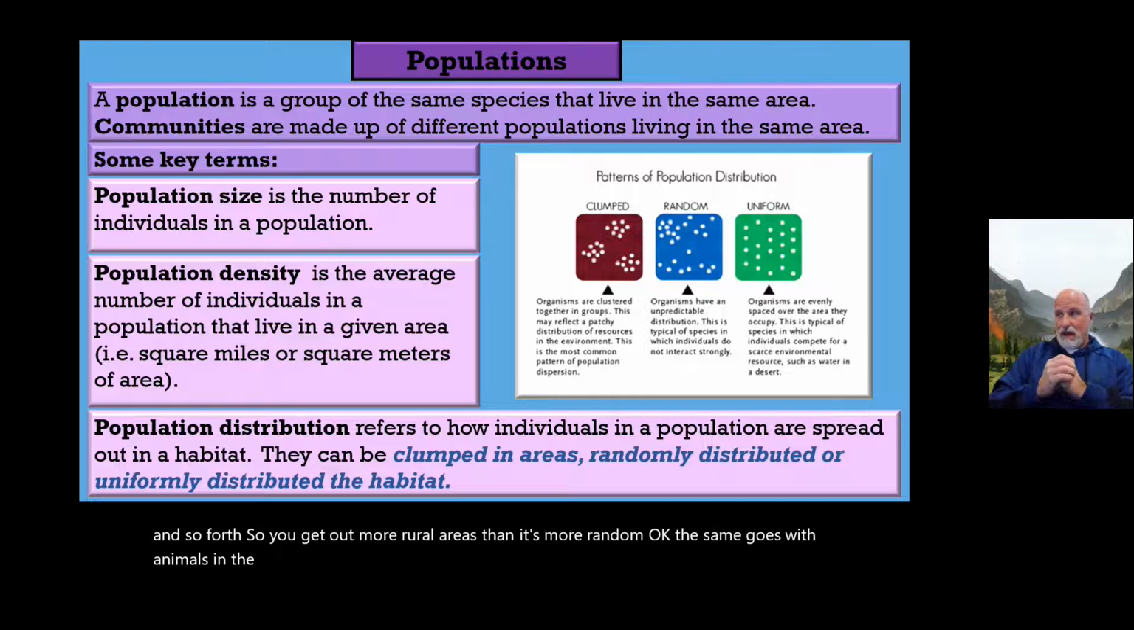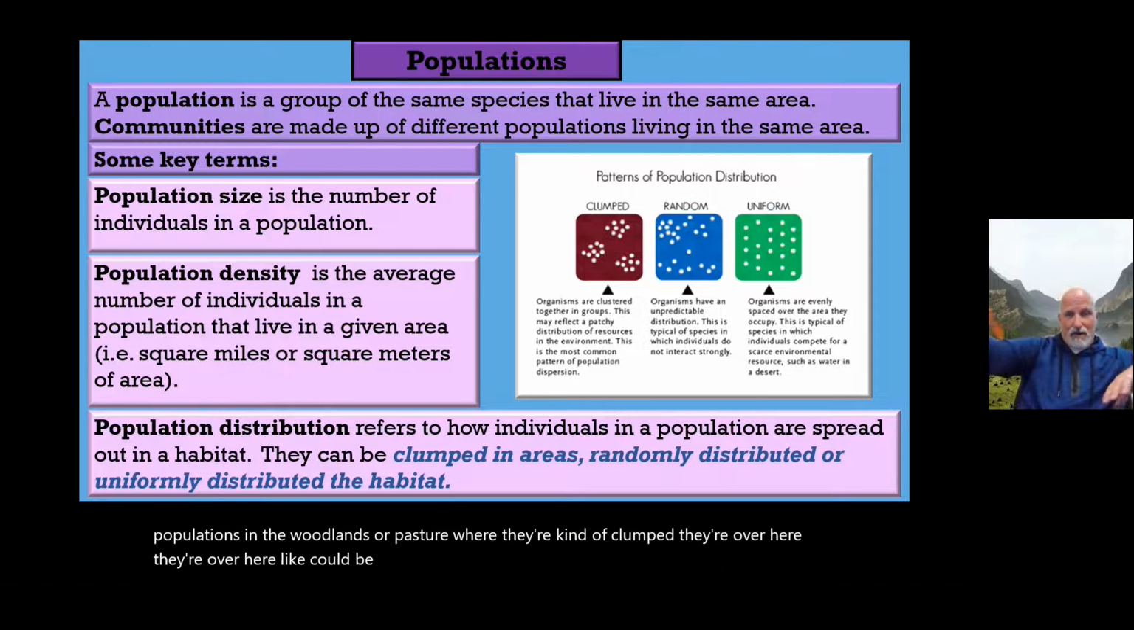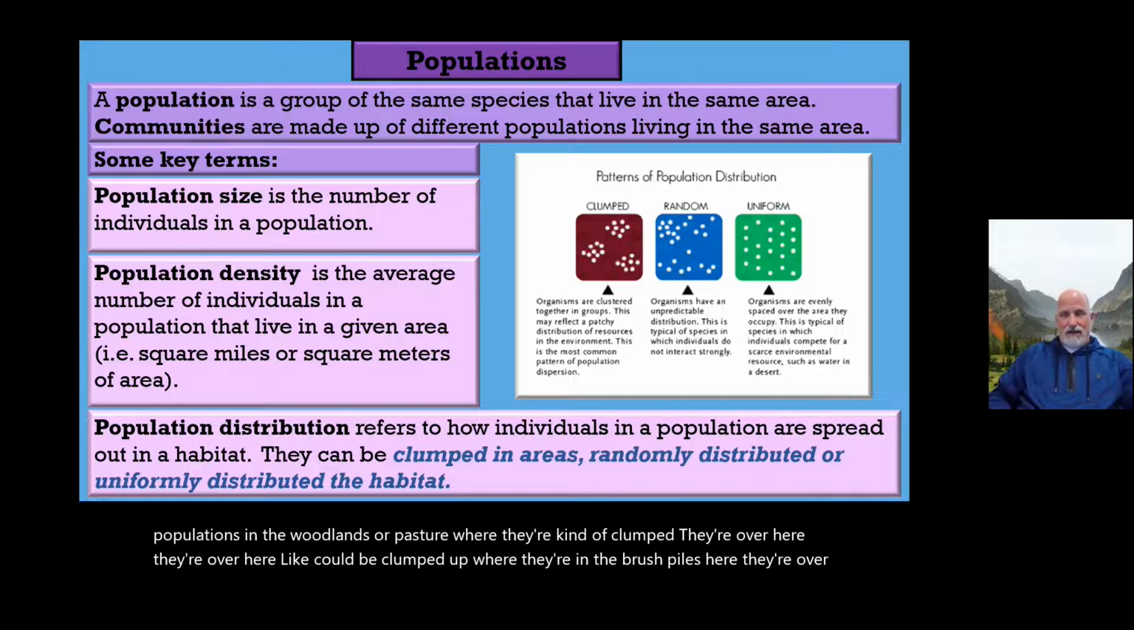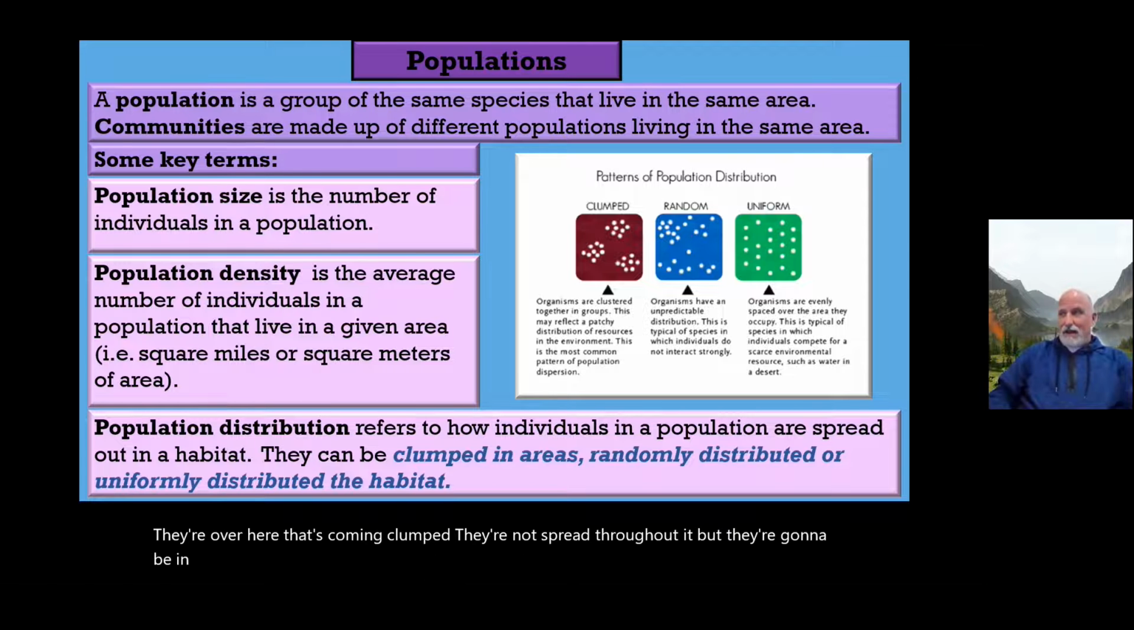You'll see certain types of animals that will have their populations in a woodlands or a pasture where they're kind of clumped. They're over here, like quail could be clumped up in the brush piles here, or over here, or over here. That's kind of clumped. They're not spread throughout it, but they're going to be in those little habitats that they like to be in.